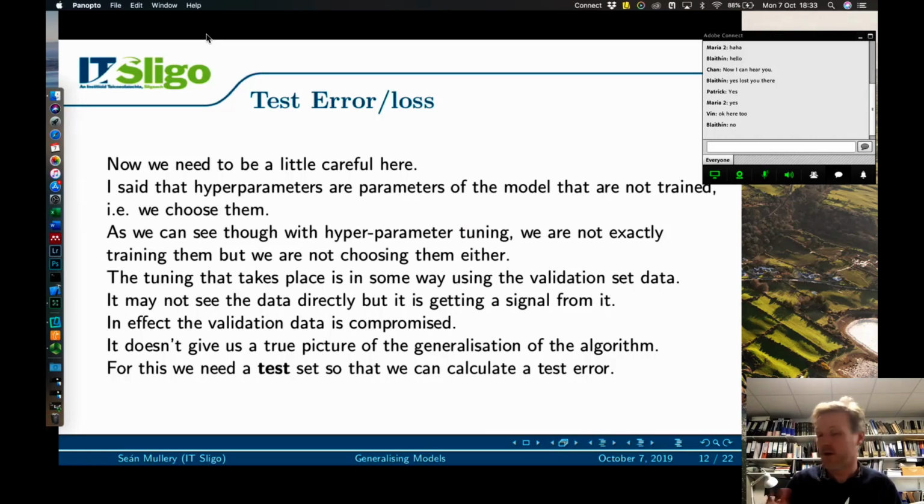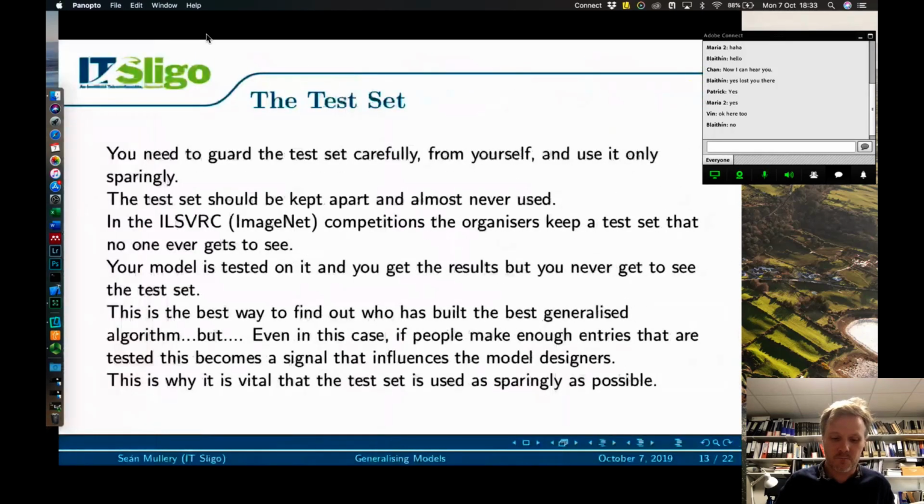And this is what I said to you earlier, that if you just stopped on that slide previously where I said we divided the set in two, you don't have the full picture. You haven't learned everything that we need to do. The thing about the test set that's separate from the validation set is that you really need to guard it carefully. You really need to protect the test set from yourself, because you're the one that's likely to do damage with it. And you should use it only sparingly.